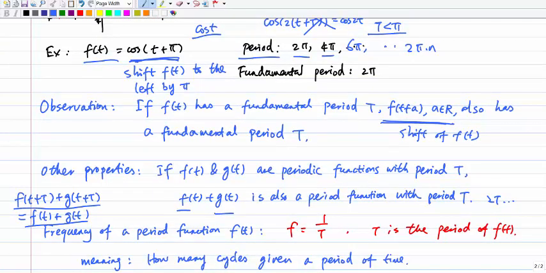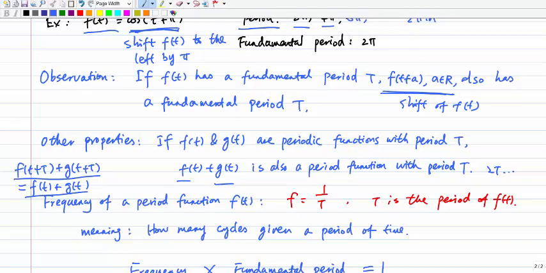The last property for periodic functions is called frequency. We typically use lowercase f for frequency, so don't confuse it with the function itself. This f, without the parentheses, is different from a function, and it is called frequency. Frequency is defined as 1 over the fundamental period T.